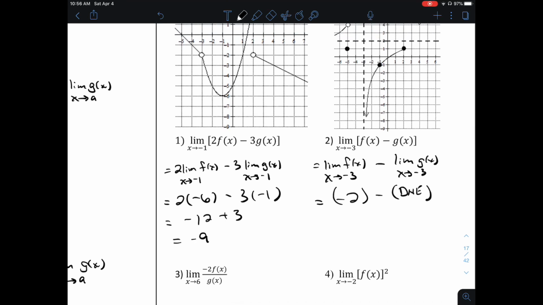In a fight between a subtract 2, a -2 and a does not exist, does not exist wins every time. Just as a note here, g of x has a vertical asymptote at x equals -3. That's why this doesn't exist.